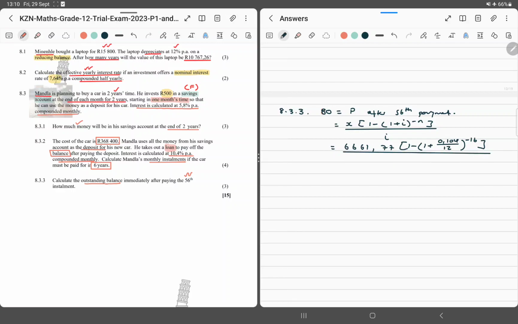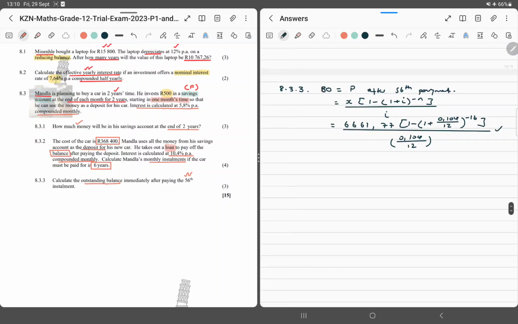Now we divide by 0,104, divide by 12. Again, guys, key is the substitution here. The rest is history. So this is the balance outstanding. So let's see, 6661.77 into 1 minus 1 plus 0,104 divide by 12 all to the exponent minus 16, divide by 0,104 divide by 12. Okay, guys, so here make sure your gymnastics are correct. This is 99 231 28 rand 38 cents. Okay, all right, okay. So we were doing this to 2 decimal places because money is like that.